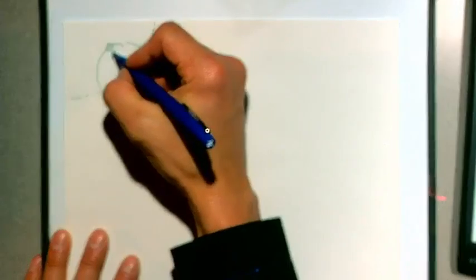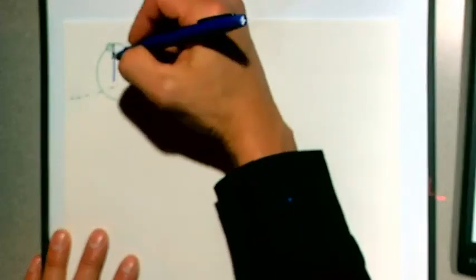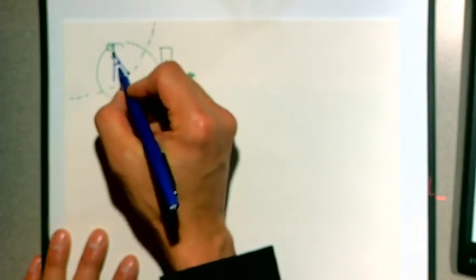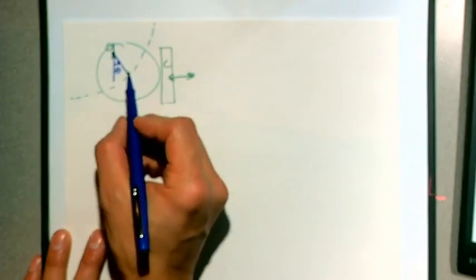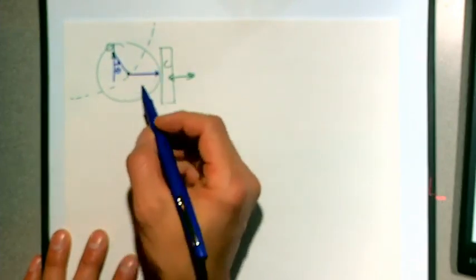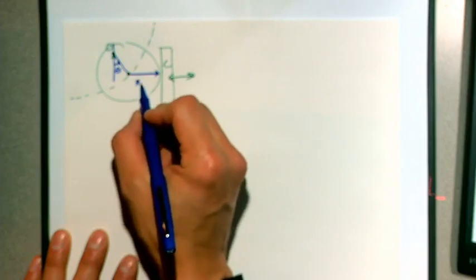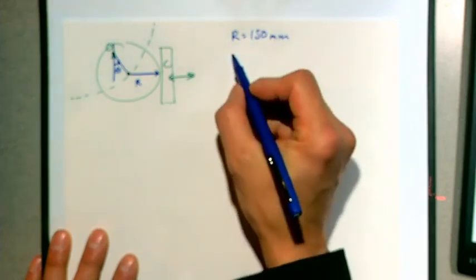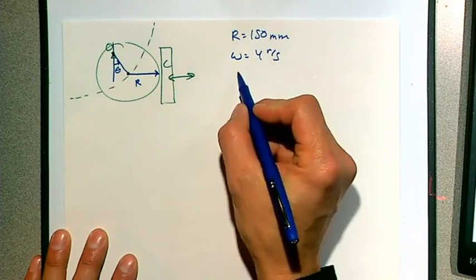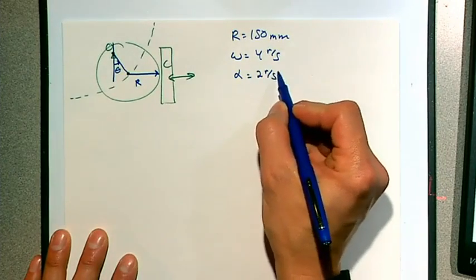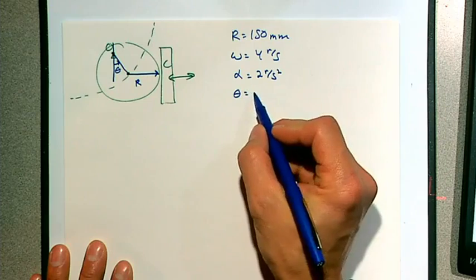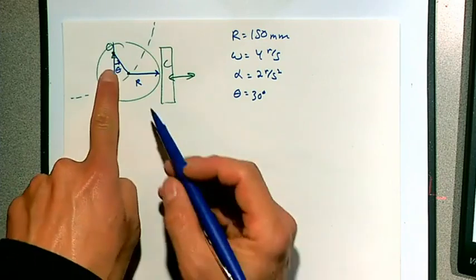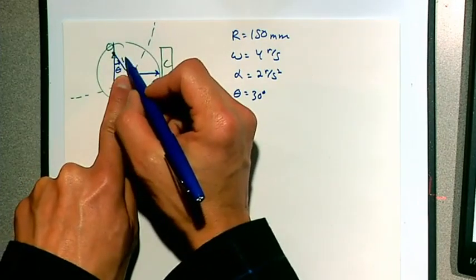We've got our angle theta defined. If I drew a line from O to the center, this angle is theta. The radius of this circular thing, that's what we're calling big R. Big R is 150 millimeters. Omega is 4 radians per second. Alpha is 2 radians per second squared. And I'm given some initial value of theta. Little r, the position from O to the center, I've got that as 120 millimeters.